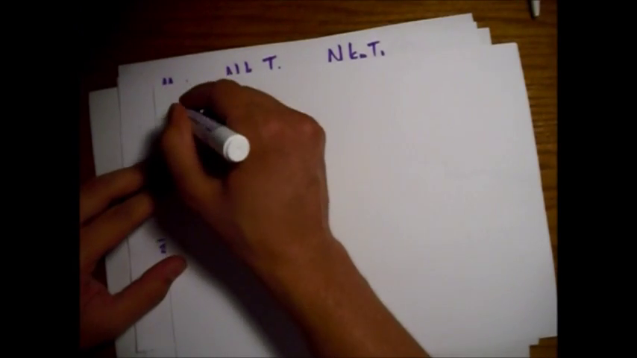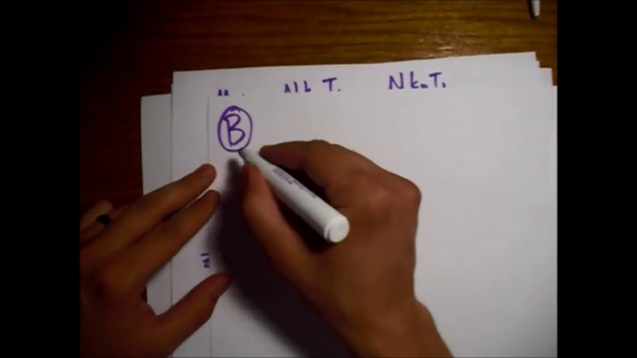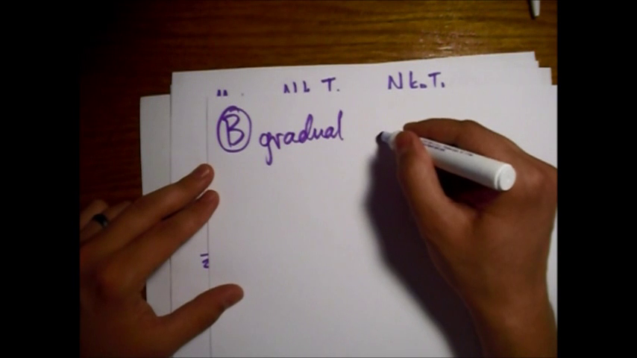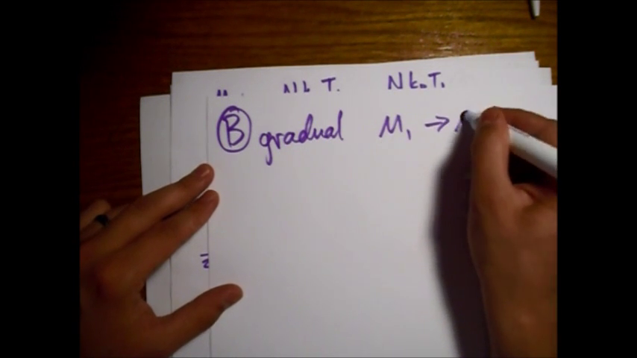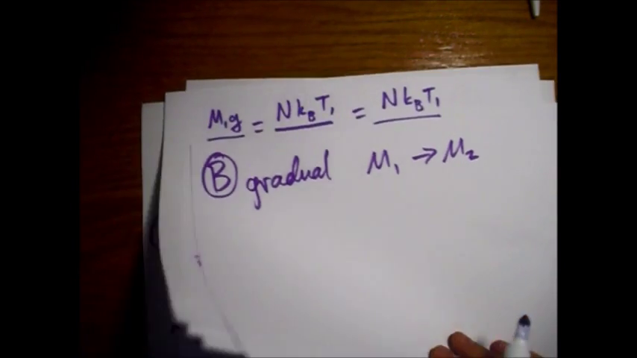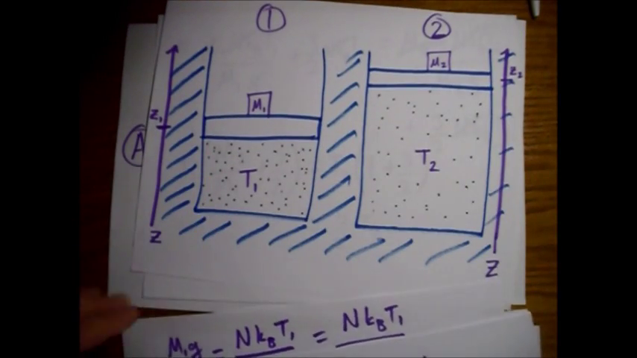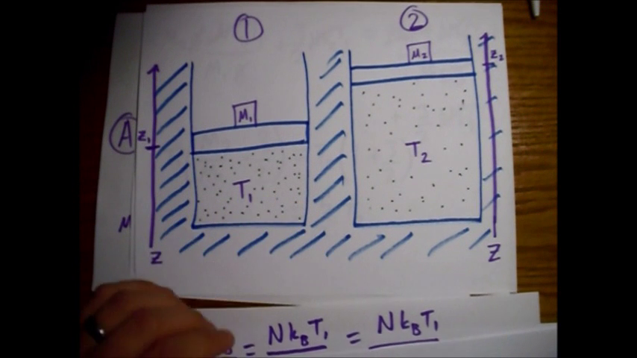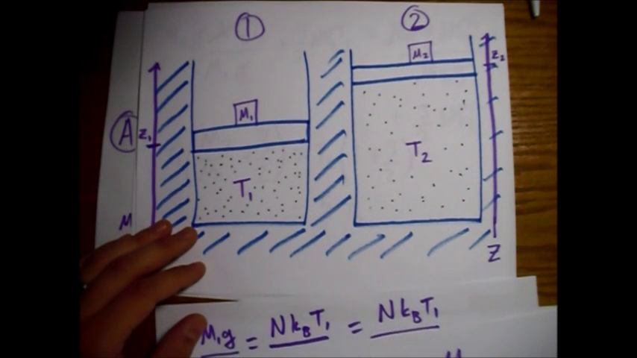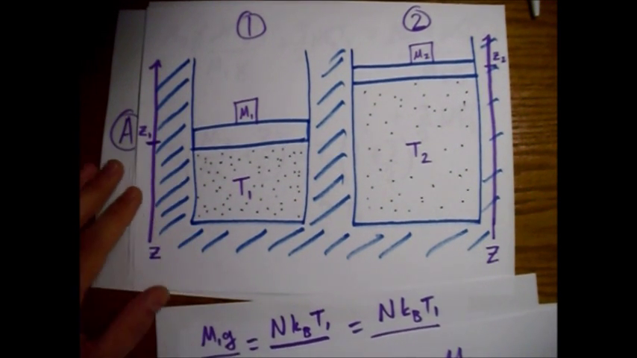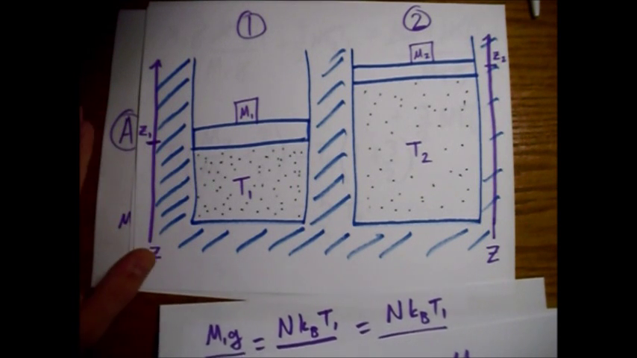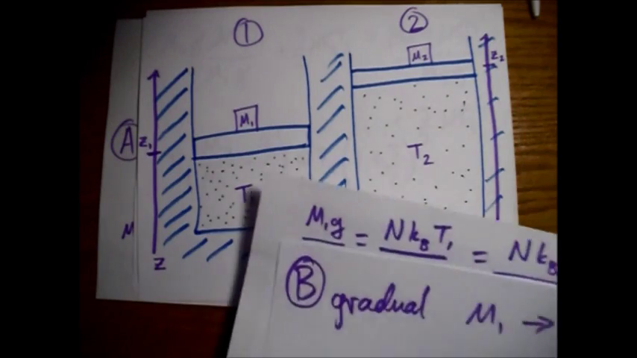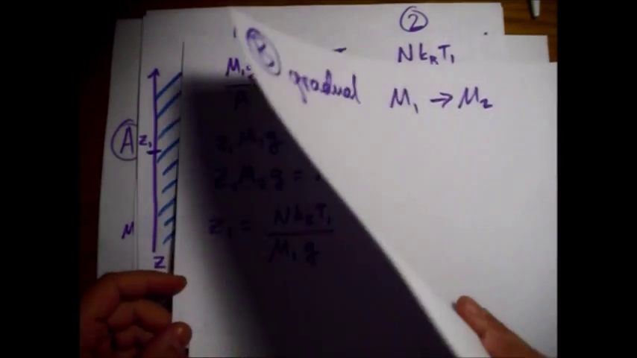All right, so now we'll look at situation B, which is a very gradual transition from mass 1 to mass 2. And so in this case, again, we have diathermic walls, no heat transfer through the walls. And in this case, because it's very gradual, it is quasi-static, and we can call this an adiabatic process. So this one's fairly quick.